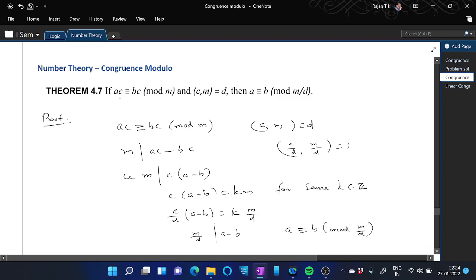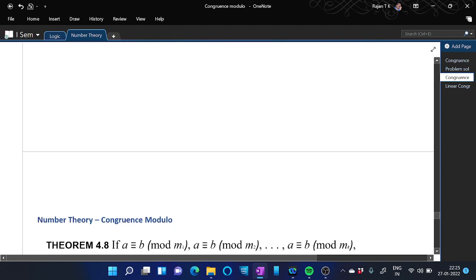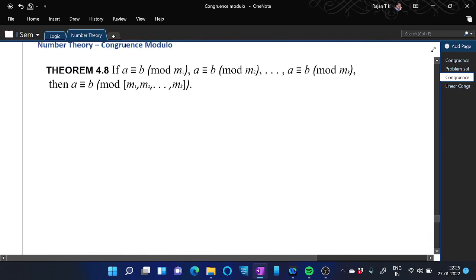So we have the result that if AC is congruent to BC mod M and GCD of C, M is D, then A is congruent to B mod M by D. Now we have another result: if A is congruent to B mod M1, A is congruent to B mod M2, etc., A is congruent to B mod Mk, then A is congruent to B mod LCM of M1, M2, etc., Mk.